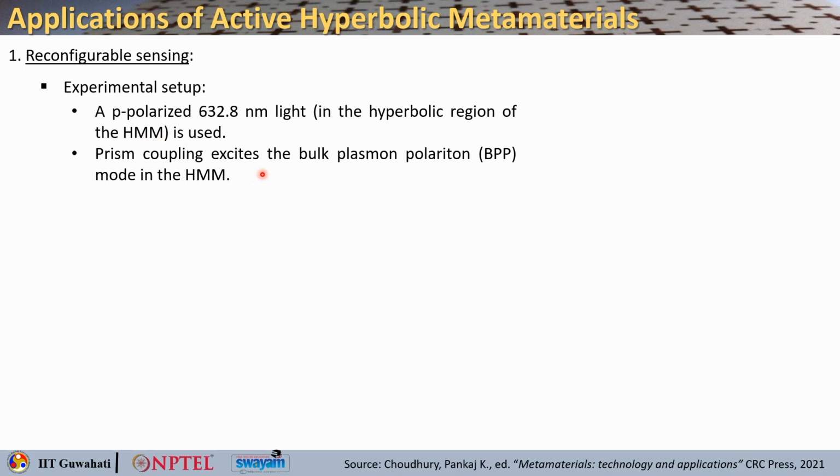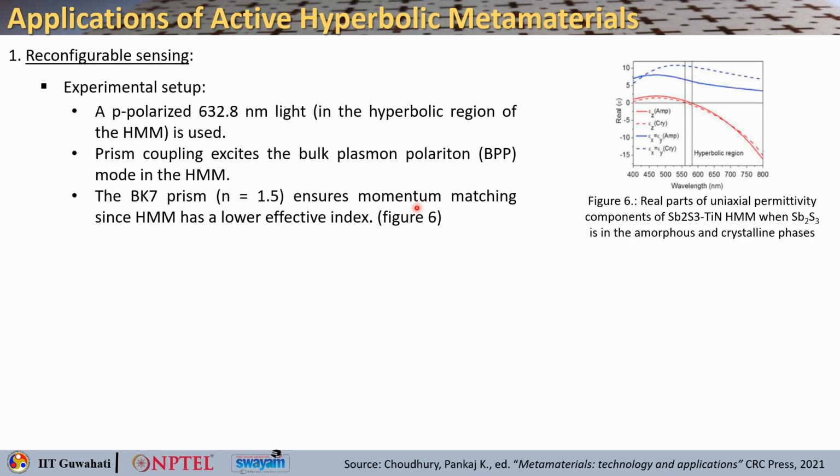And then you use prism coupling that can excite the bulk plasmon polariton mode within this hyperbolic metamaterial. So, this bulk plasmon polariton, this kind of BPP HMM, basically tells you about a type of metamaterial structure that can exhibit both hyperbolic dispersion and also support propagation of this bulk plasmon polariton modes.